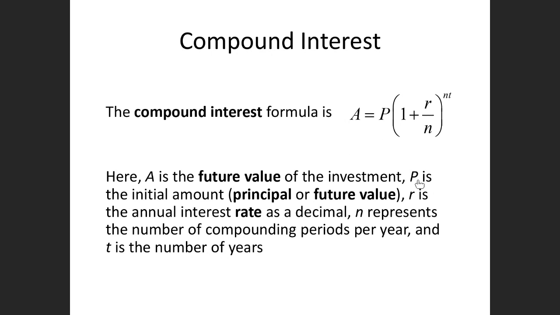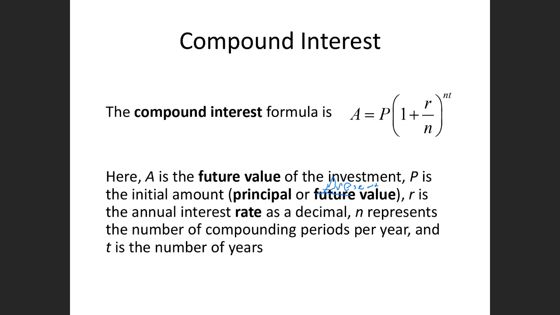P in business is considered your principal. But the way I want you to think about it, and there's a typo here, is as your present value, not future, but present value. Your P should be present value. All right, let's look at some of the other variables.